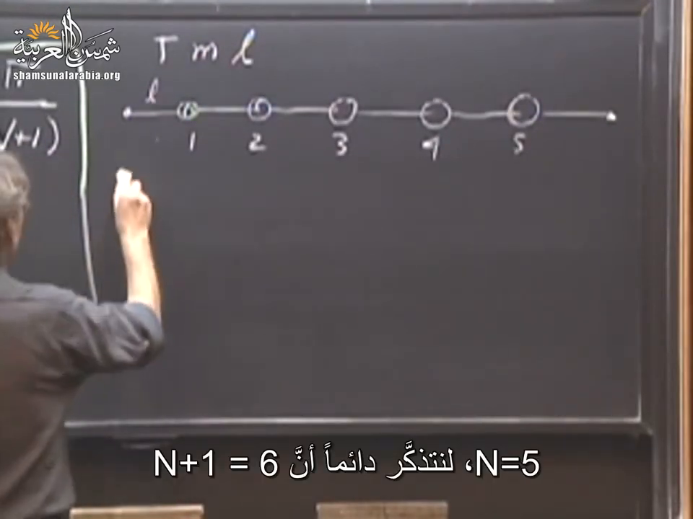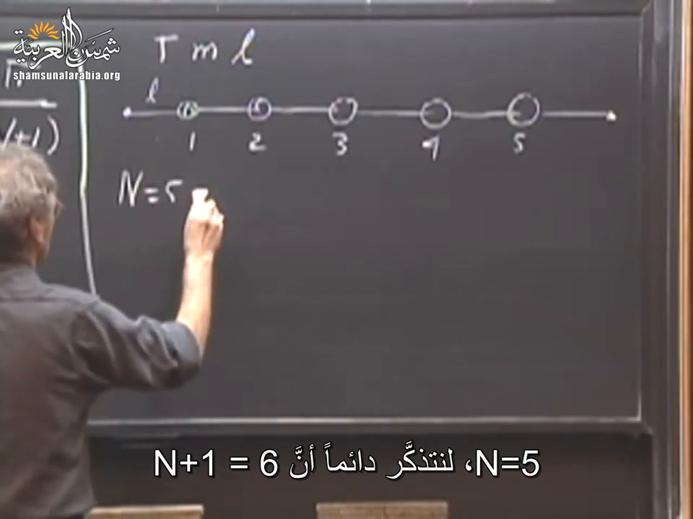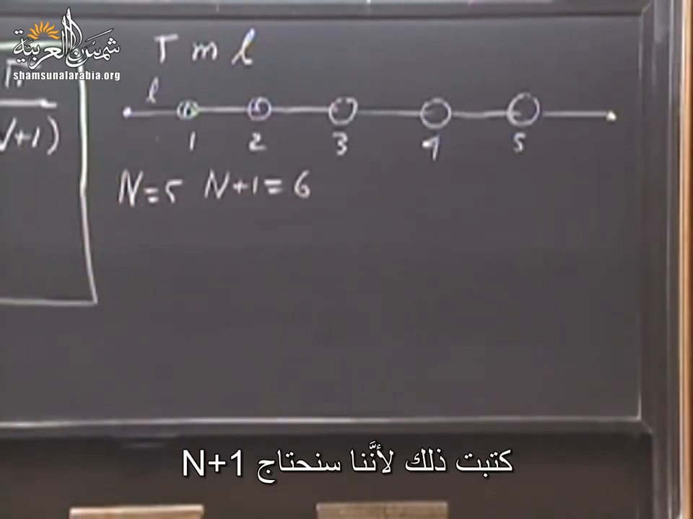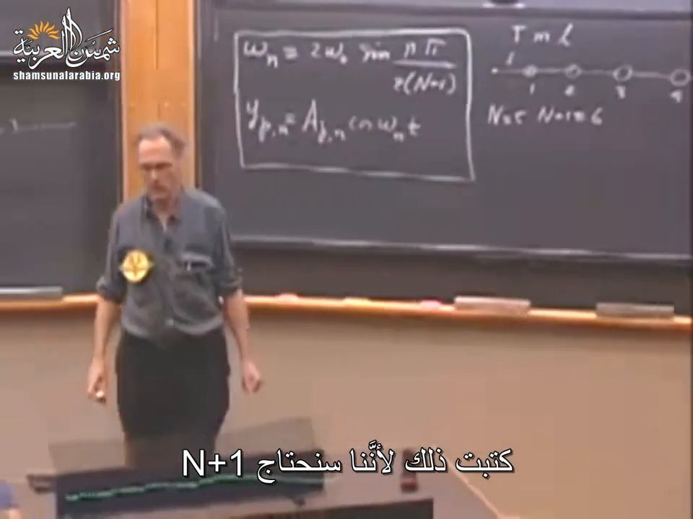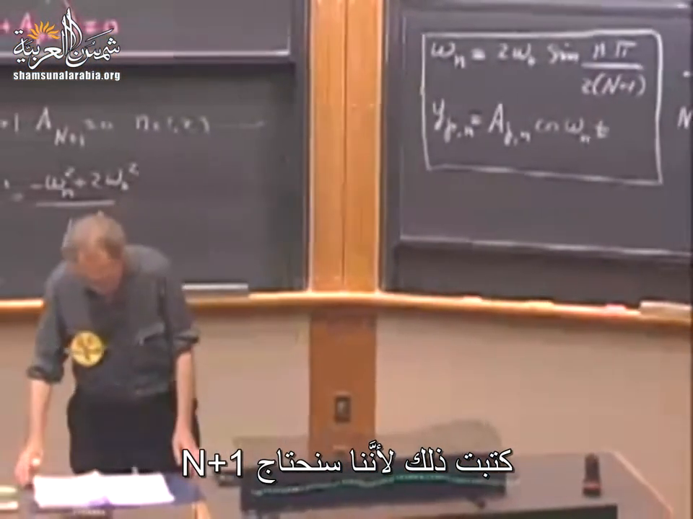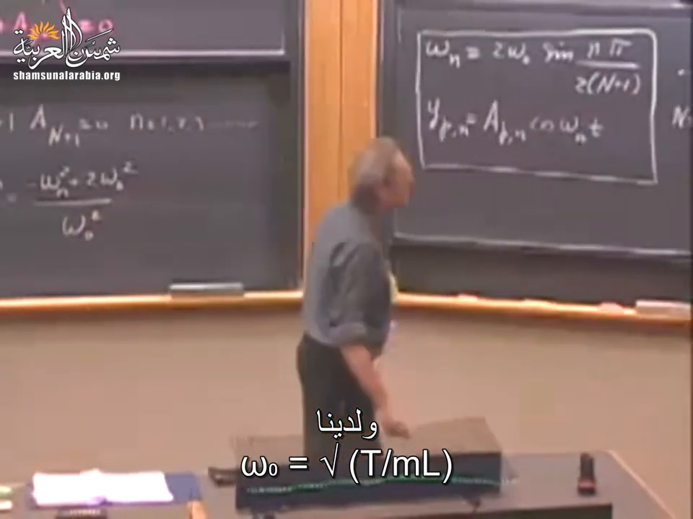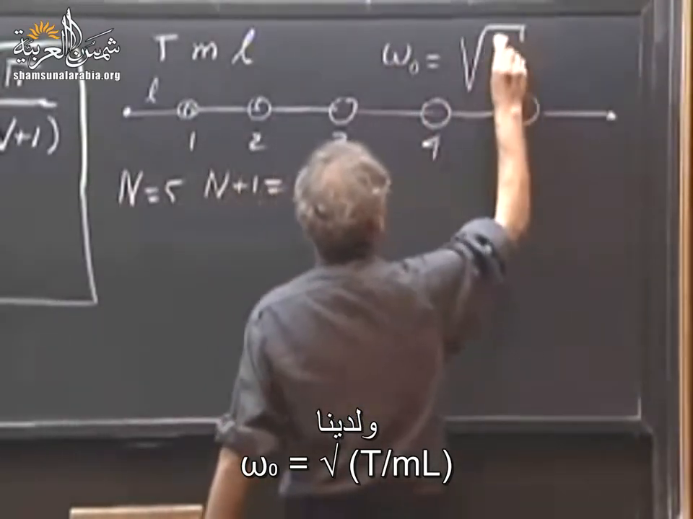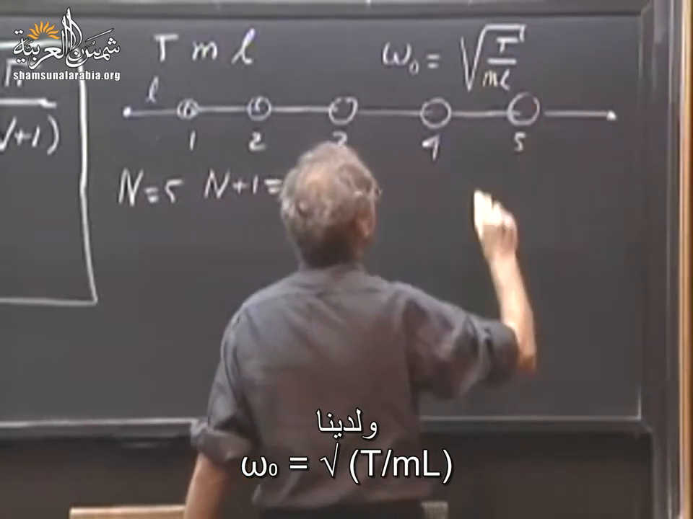And so N is 5. Keep in mind that N plus 1 is 6. The reason I write that down is that you're going to need the N plus 1. And then omega 0 is the square root of T divided by ML.